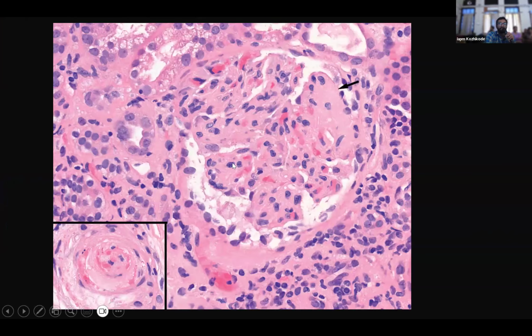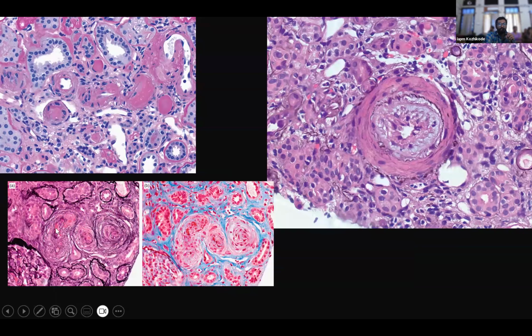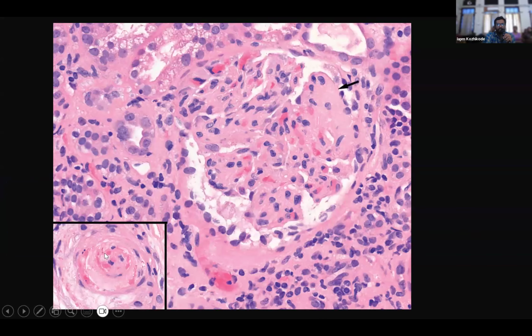If it is more pronounced, this is the same onion skinning seen in the JMS stain, and in the lumen you are going to get the thrombus. So this is the typical picture of accelerated hypertension. Thrombus can be very well seen in the trichrome stain. So this is a case of thrombotic microangiopathy.